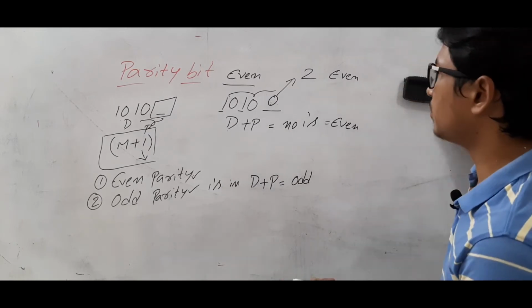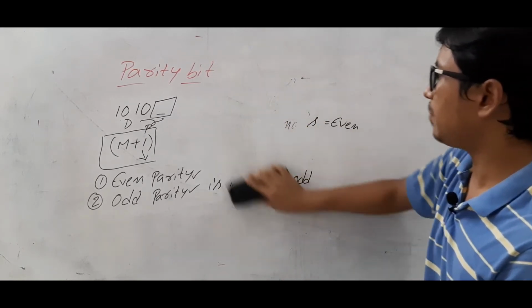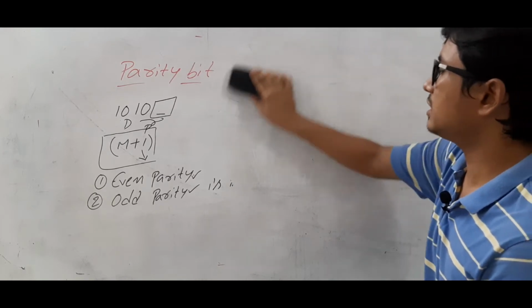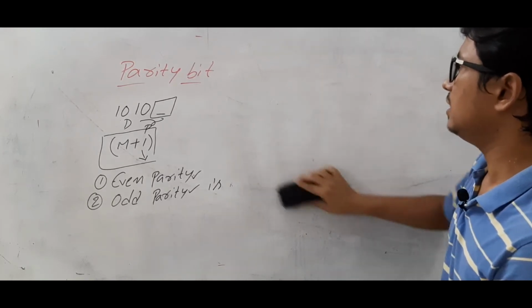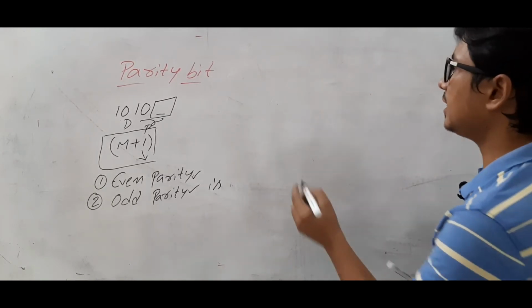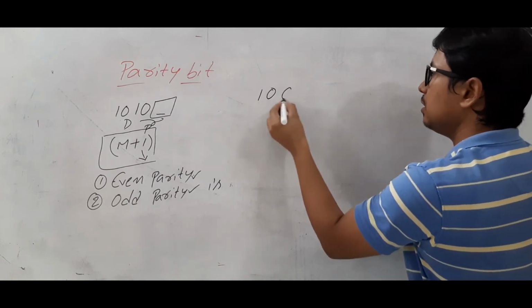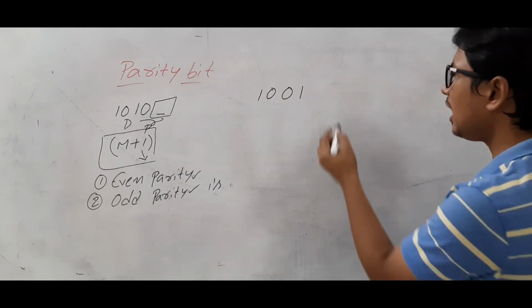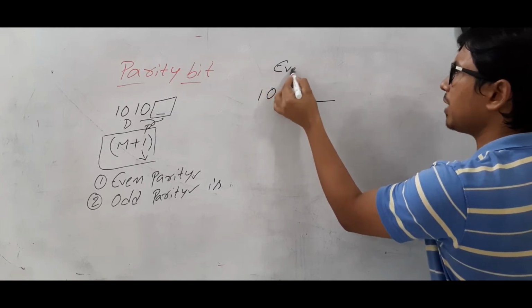So this is the way we will generate it. Now let me discuss a few examples for the even parity generator. Then we will discuss the odd parity, then you will understand in detail. Let's take that I want to send the data 1001 and I want to use the even parity.